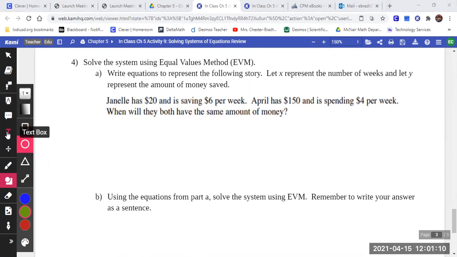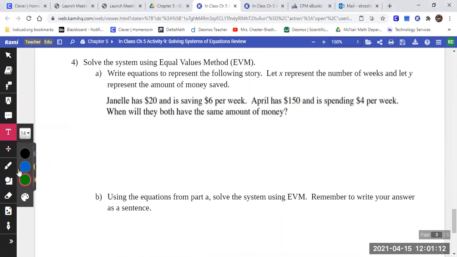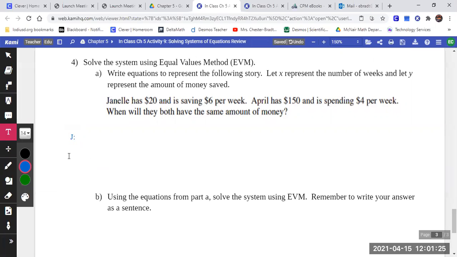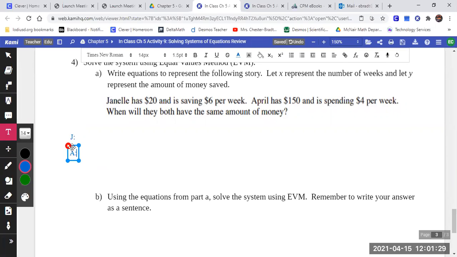First thing we have to decide is our labels. I have J for Janelle. I don't feel like typing out her whole name. If you want to type her whole name, be my guest. I have A for April, right? That's the two situations going on. Janelle's situation and April's situation, right?